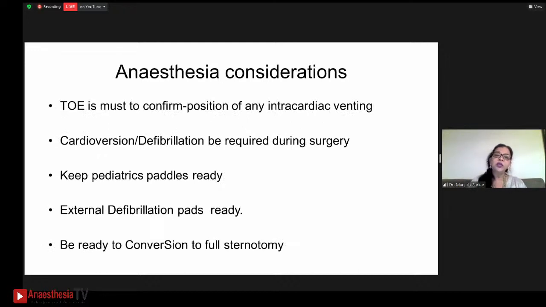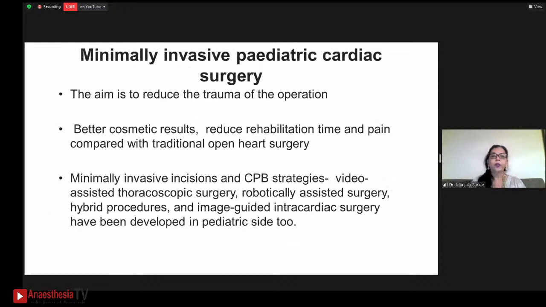Transesophageal echocardiography is a must to confirm the position of any intracardiac device. Cardioversion and defibrillation may be required during surgery. Keep pediatric paddles and external defibrillator pads ready. Be ready for conversion to full sternotomy.